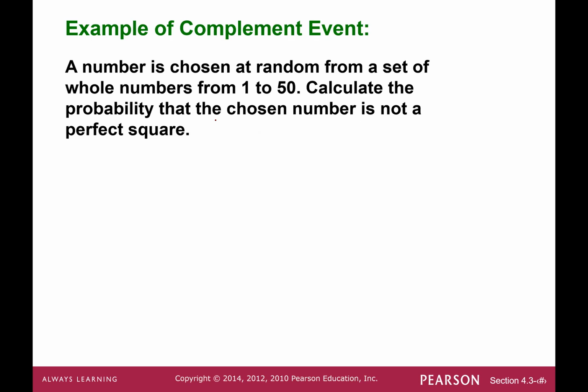Now, one more time, look at this. A number is chosen at random from a set of whole numbers from 1 to 50. Okay, we have 50 numbers. The way you count how many total numbers in between is 50 minus 1, ending number minus beginning number, adding 1. Because we are including the very first number, so we assume we have 50 numbers here. And you want to calculate the probability that the chosen number is not a perfect square. Not a perfect square, meaning the complement is a perfect square. So you want to find that out first, and then you will be able to find out not a perfect square, right? So I want you to quickly try this question, and we'll talk about it in a second.